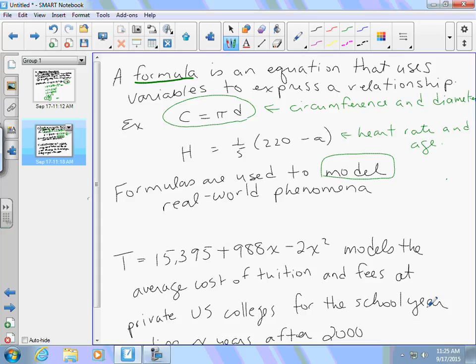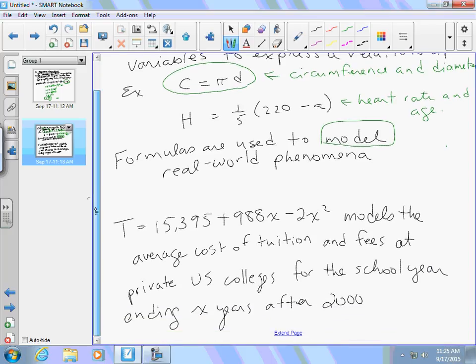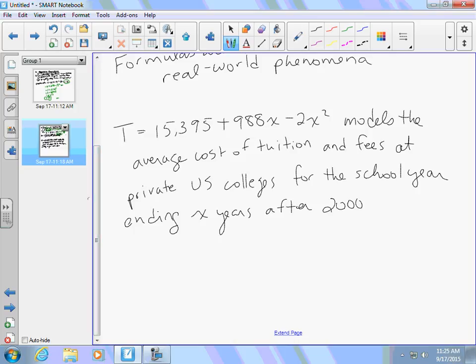So this other example that I have here is a good example for why you might be happy to be living in Canada instead of in the States. And this formula, T equals 15,395 plus 988x minus 2x squared, models the average cost of tuition and fees at private U.S. colleges for the school year ending x years after 2000. So what would it be for this school year? What would the tuition be if using this model?